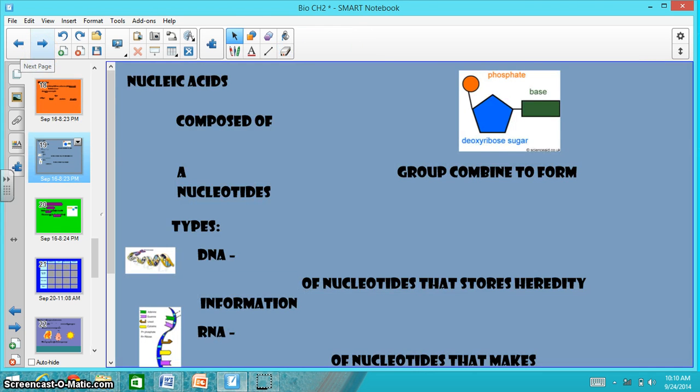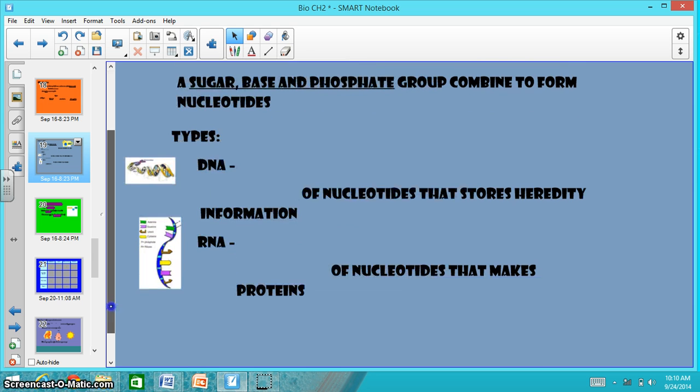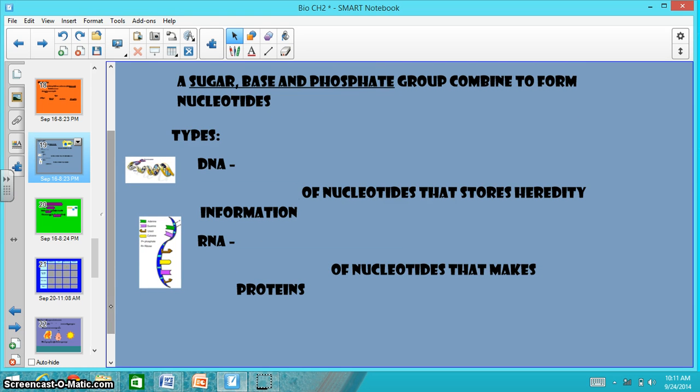The last type of organic compounds that we will focus on in here are nucleic acids. Nucleic acids are composed of nucleotides. Okay, a nucleotide, as you see over here, consists of a phosphate, which is this little orange thing right there, a sugar, that's this blue thing, and then a base, okay. Types of nucleic acids include your DNA, your RNA, and adenosine triphosphate.